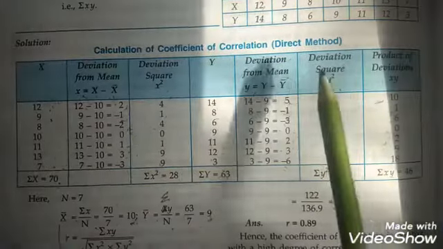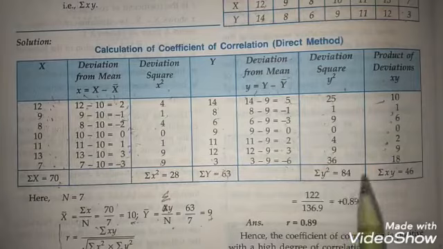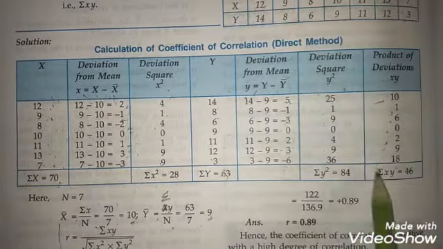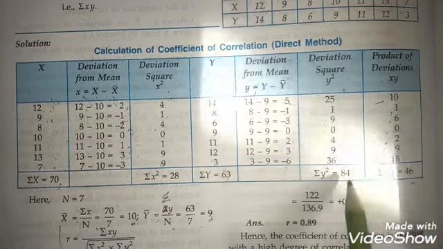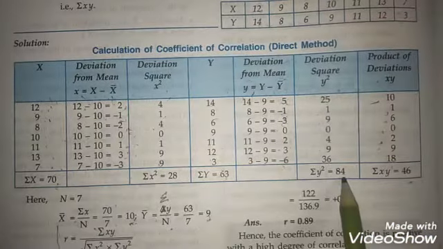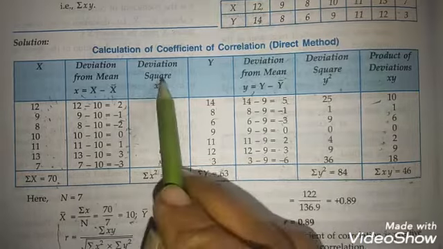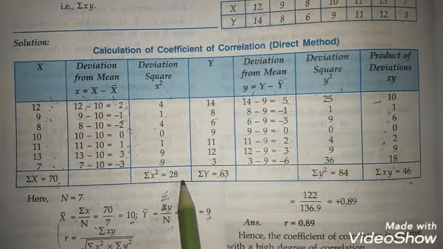Then we add up the column product of deviations. So the summation of xy that we get is 46. We add up all these columns also. The sum of deviation square of y is 84. In the same manner, deviation square of x is 28.